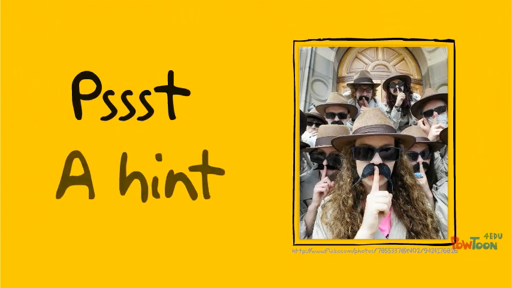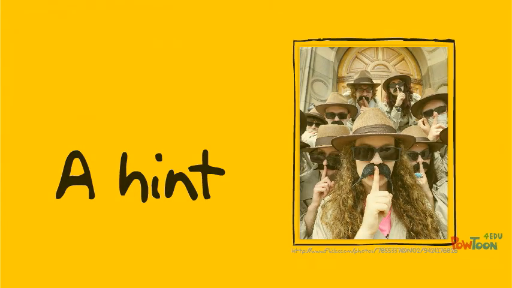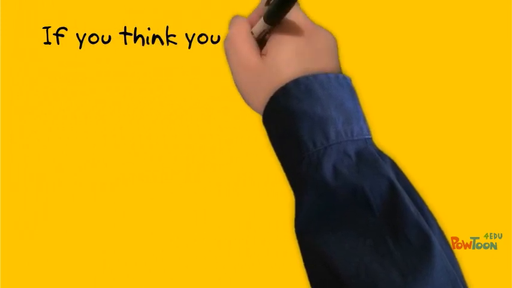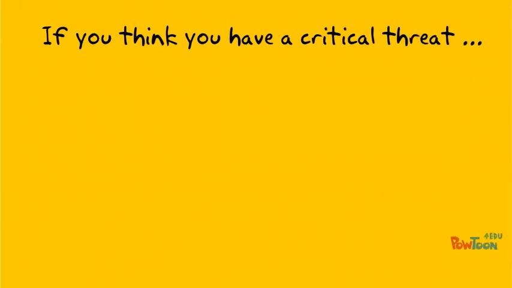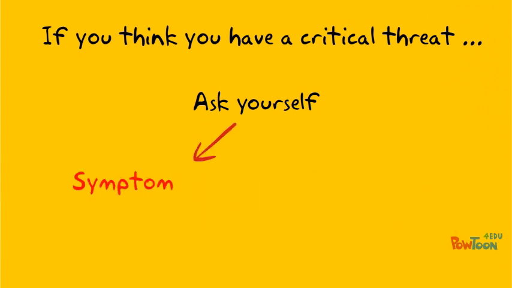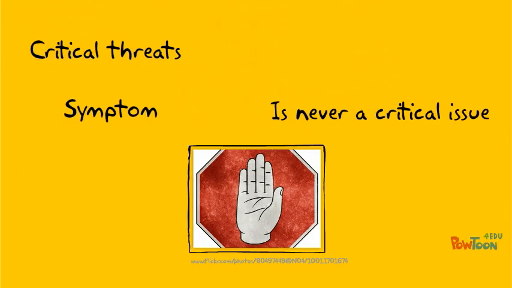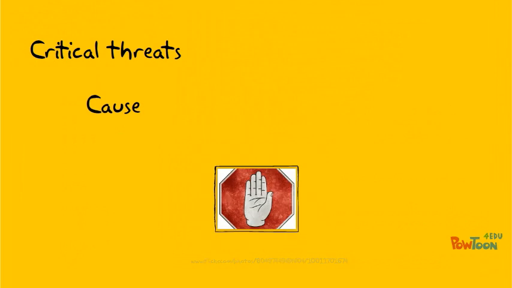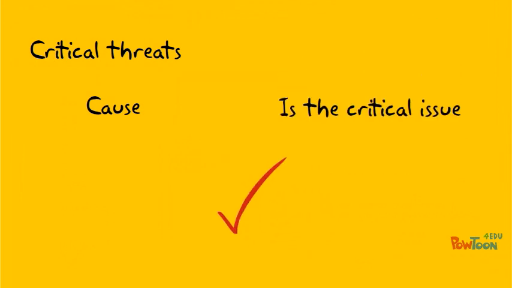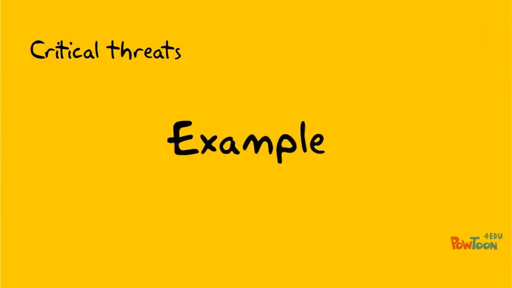Psst, I've got a hint for you. Shh! Listen up. If you think you've identified a critical threat, stop. Take a moment and ask yourself, is what I've discovered a symptom of a problem, or is it a cause of a problem? A symptom is never a critical issue. The cause of the symptom is. Let me give you an example.